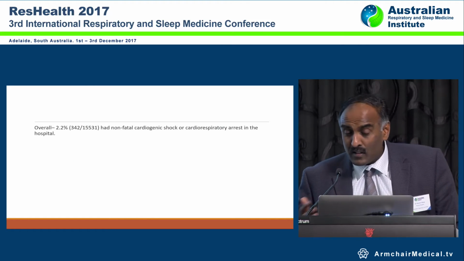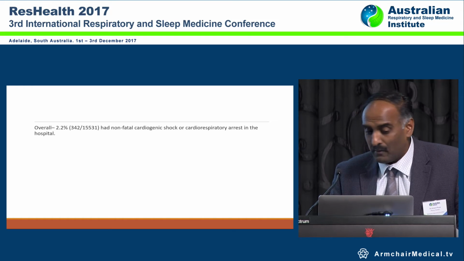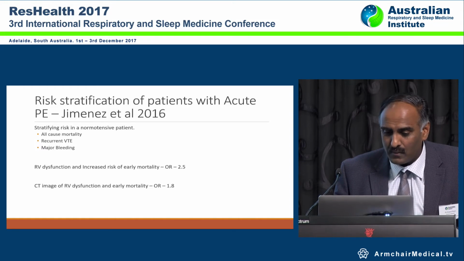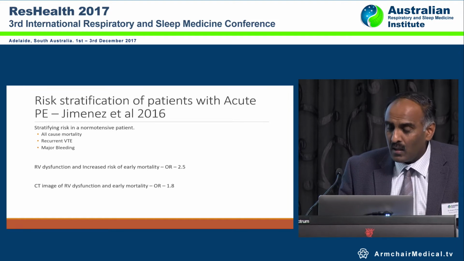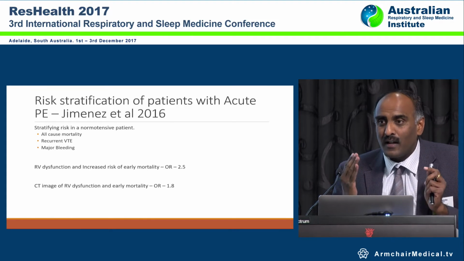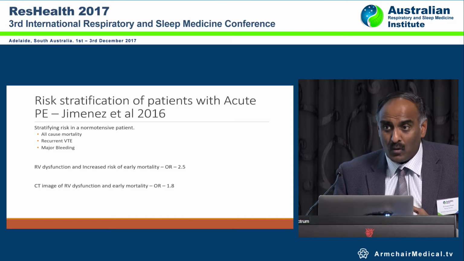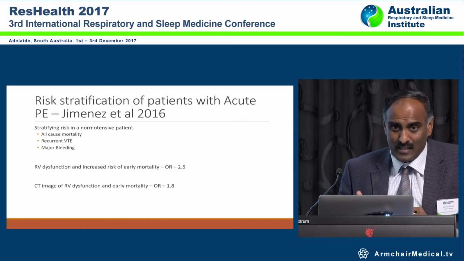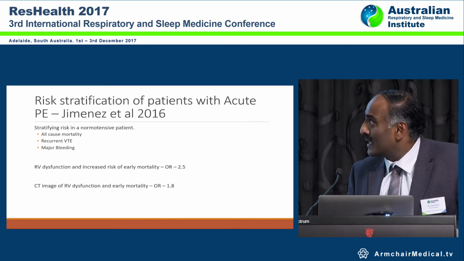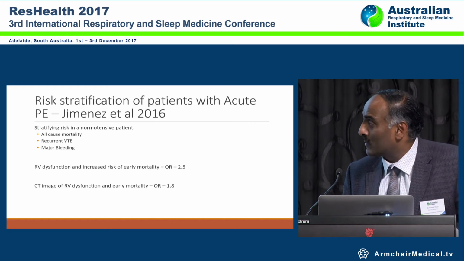Now, overall in this cohort, 2.2 had non-fatal cardiogenic shock or cardiorespiratory arrest. So that was roughly the data from the derivation cohort. Now, it's not just identifying the low-risk population. This was devised to actually target and identify low risk. We worried also about the intermediate risk and the high risk. So the big question here is identifying the risk in a normotensive patient.